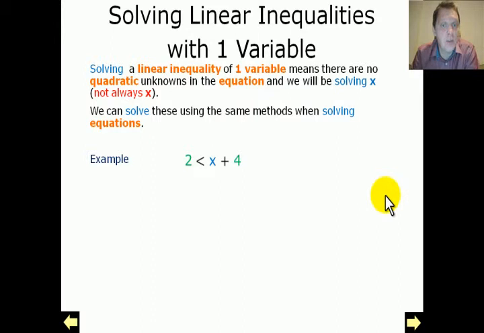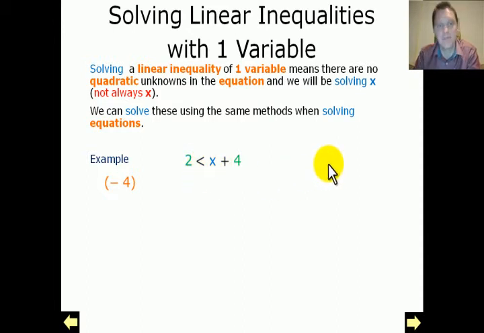So here's my first problem. I've got 2 is less than x plus 4. So again, just like with my equations, whatever I do to one side, I'm going to do to the other. Or I can take one side to the other, so my inequality symbol will then turn into its opposite. So a plus will become a minus, minus will become a plus, a multiplication will become divide, divide will become a multiplication, for instance.